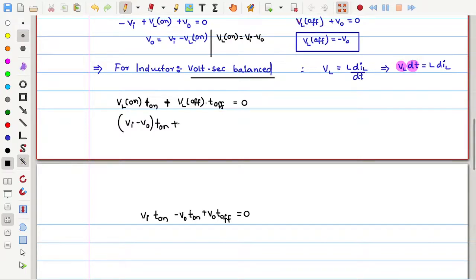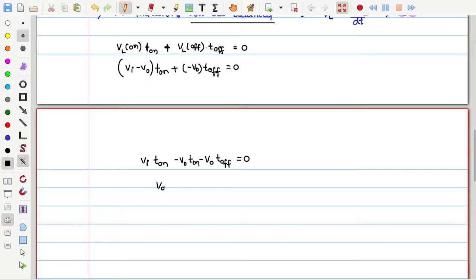So during the off time, VL off is minus V0 into T off, which is equal to 0. Now it will give you the proper result: this is minus V0 into T off, and this is T on. If you simplify this, V0 is equal to Vi into T on divided by T on plus T off. What is T on by T on plus T off?